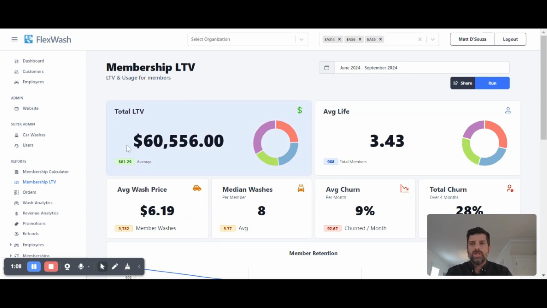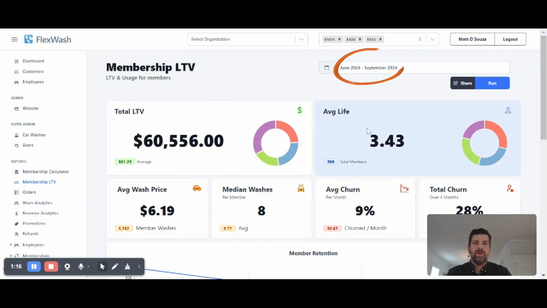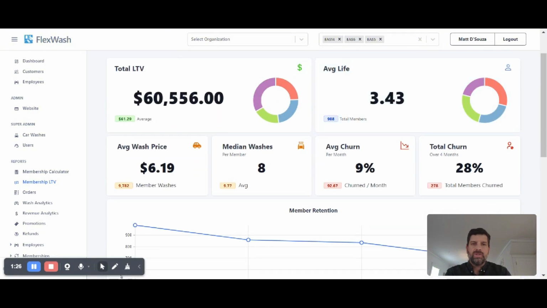You can see it. So this is the total lifetime value of these 988 customers between June and September of this year. So the average life was 3.4. That makes sense because this time period is June, July, August, September. So it's a 4-month time period, and some have left. Now you see the churn rate per month is 9.